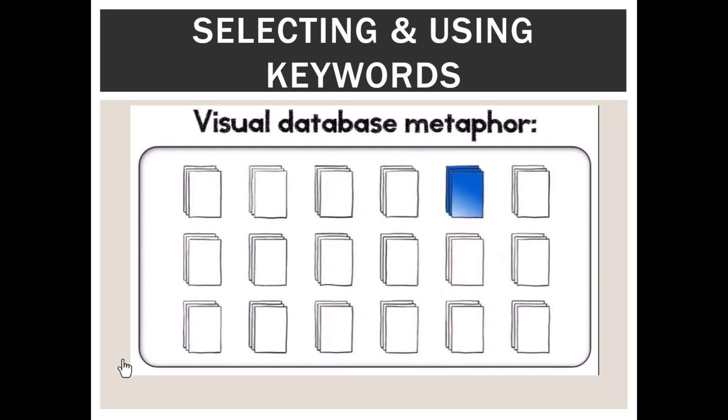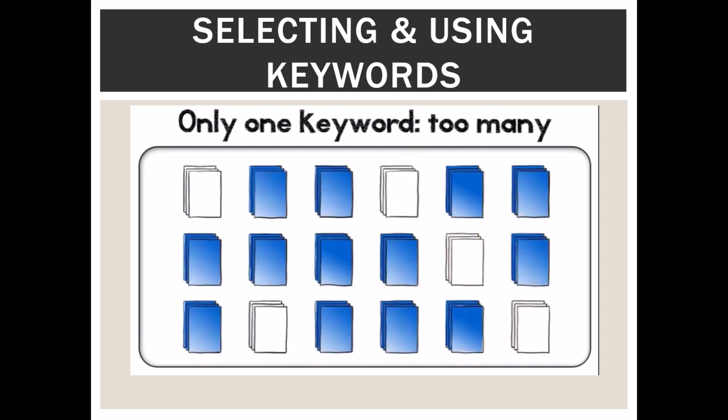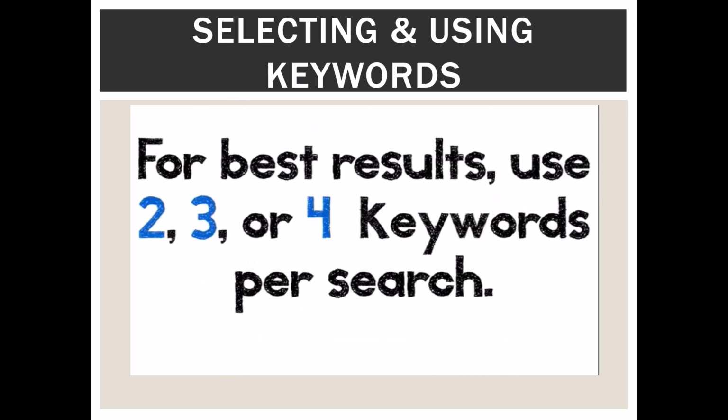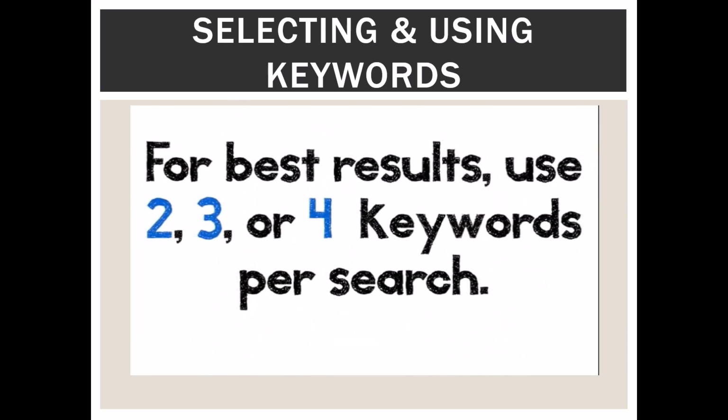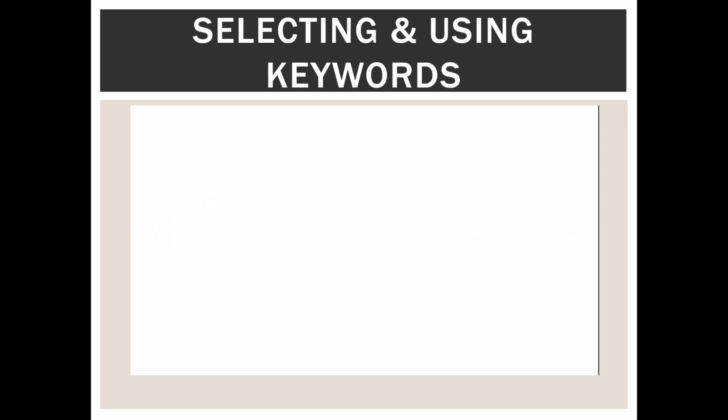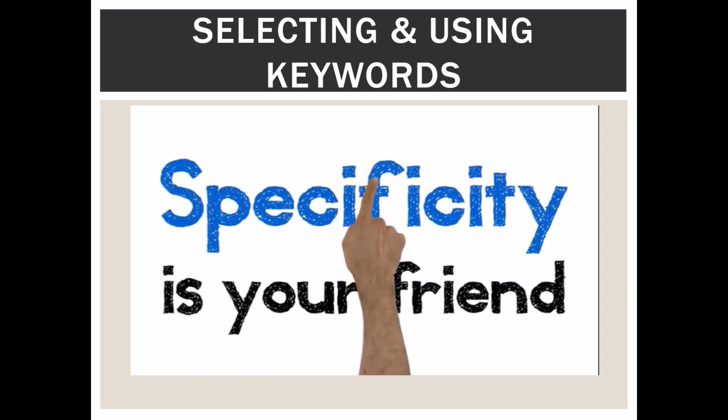2 to 4 keywords or key phrases are usually sufficient for a search. This isn't a case of more is better. It's a case of the right amount is the right amount. Only use one keyword and you'll get way too many results. More than 4 keywords and you might not get any. 2 to 4 keywords will hopefully yield a few dozen to a few hundred results. That's the sweet spot. The quality of your keywords makes a difference too. The more unique and specific, the better.